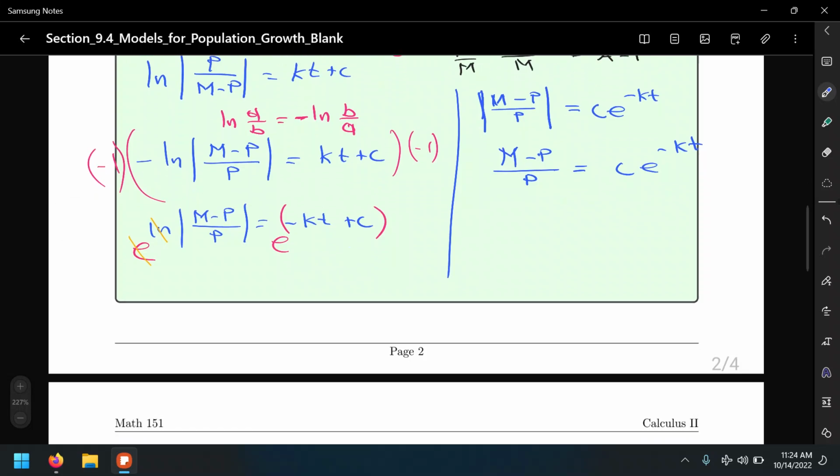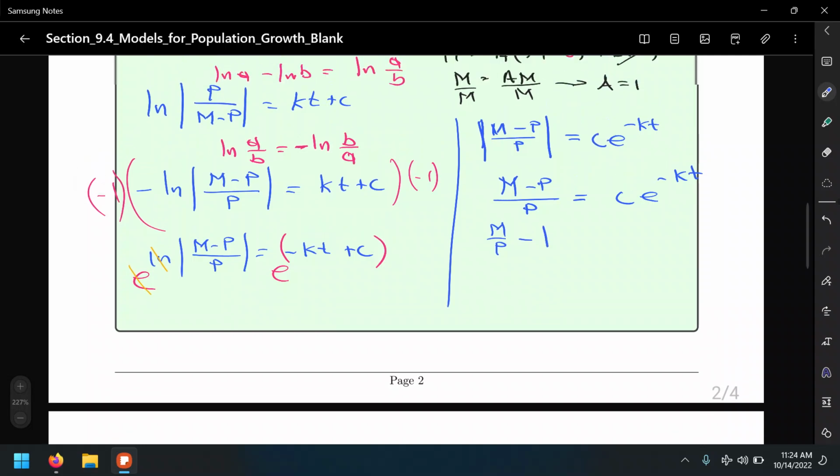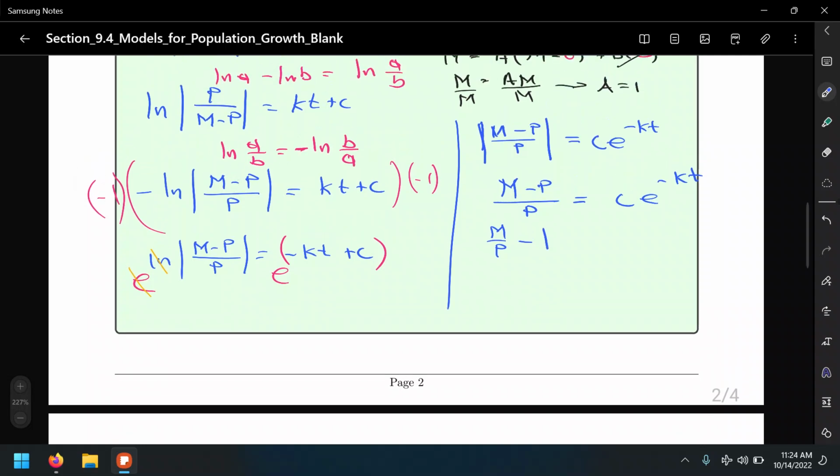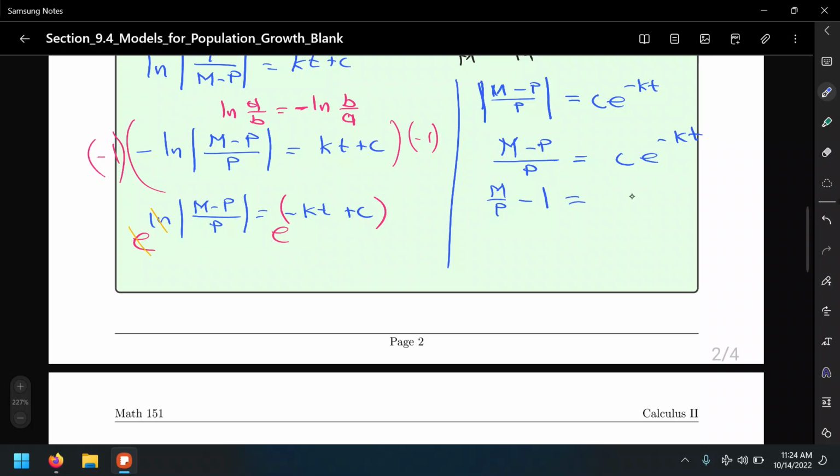Okay. Let's keep solving for P. Number one, how about we split this fraction right here: M over P equals negative P over P, minus 1. The reason why I used this weird property of logarithms to flip the order of the quotient is because if we left it in this order, we wouldn't have been able to distribute the fraction the way we are able to here. And that's going to simplify our lives a lot. So let's keep solving for P. Add 1 to both sides of the equation. That's M over P equals C e to the negative kt plus 1.